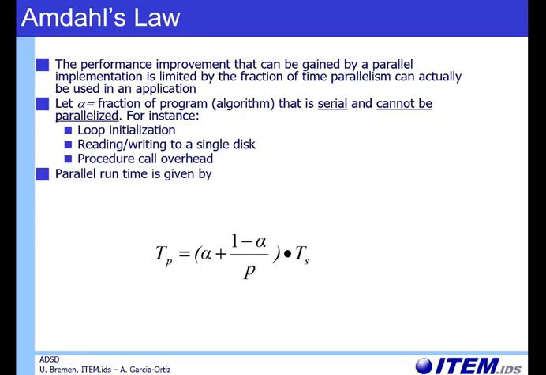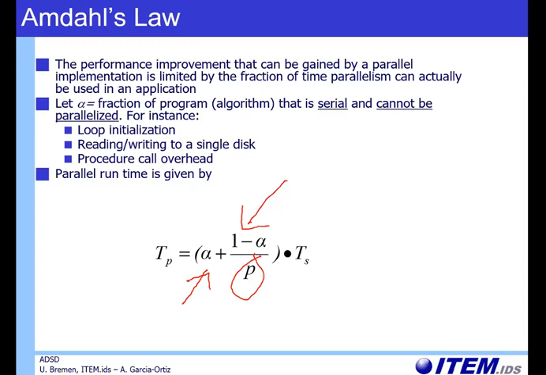Now, think about what happens if you add more processors. For this alpha part, even if I add more processors, I cannot improve the time, because I cannot parallelize it. Only for the part 1 minus alpha, the parallel part, can I reduce the time by adding processors. So ideally, the time I can get, TP, is alpha plus (1 minus alpha) divided by P, multiplied by the execution time in the serial case, TS. Okay?